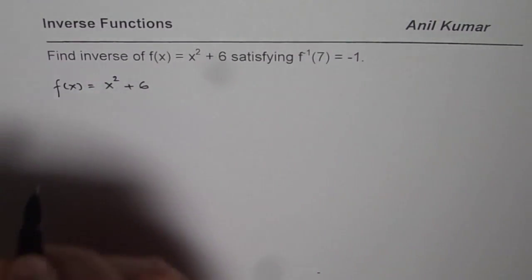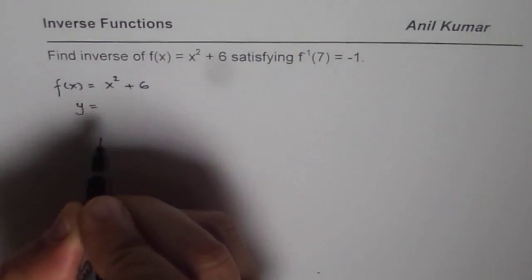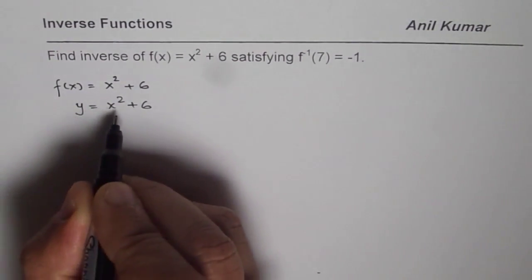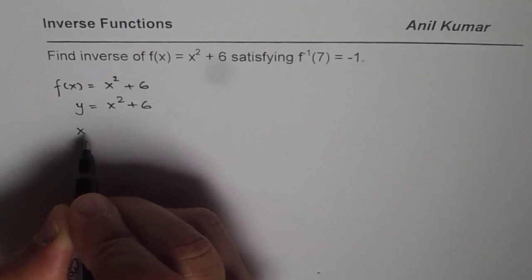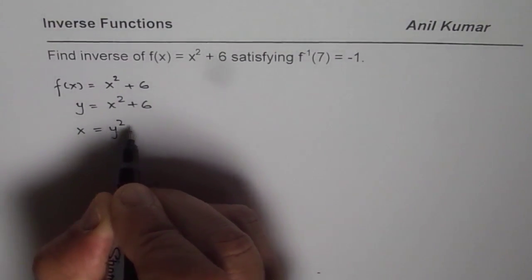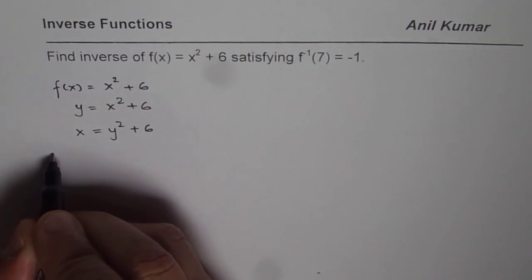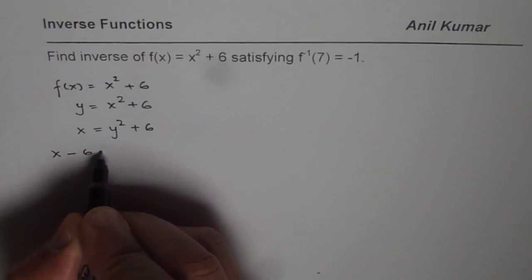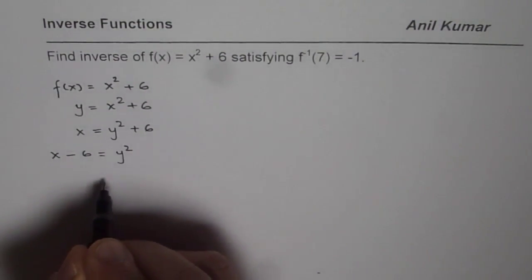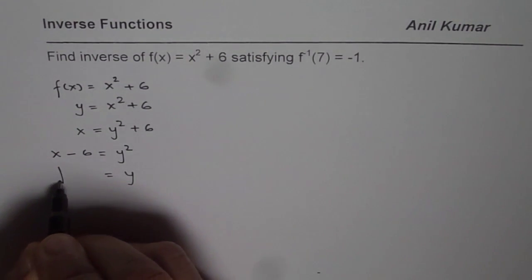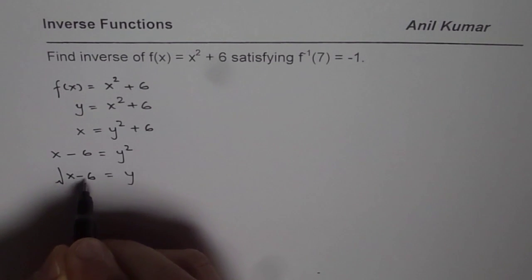To find the inverse, we first write it in the form of y equals the function, and then we swap x and y. So we can write this as x equals y squared plus 6, and now we need to isolate y. So we'll take 6 to the left side, so we get y squared, and at this stage, to find y, we need to take the square root of x minus 6.